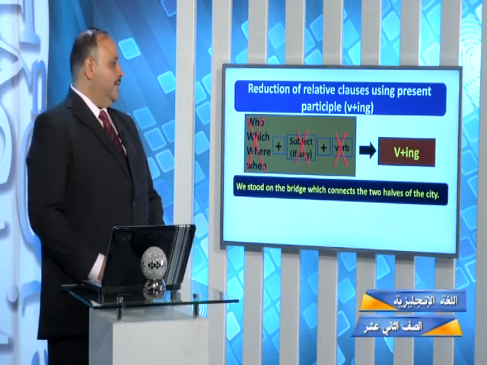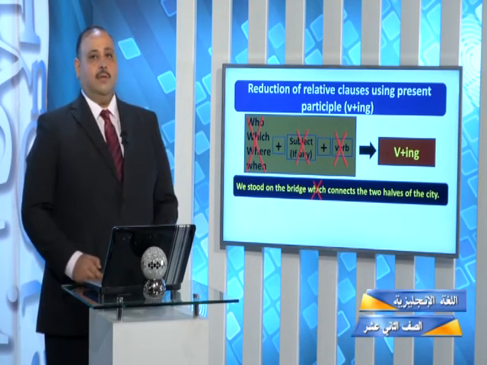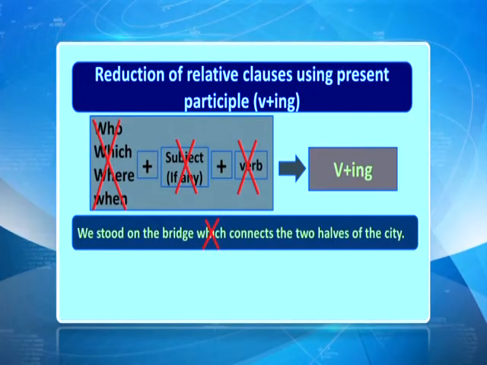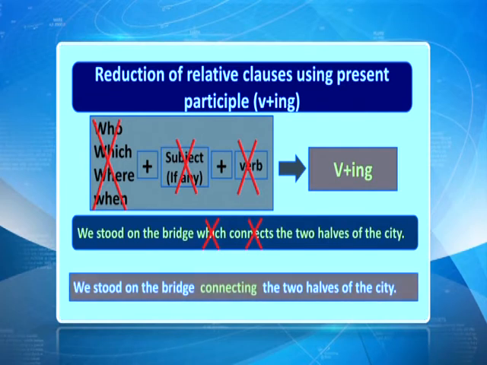The first thing is, yes, the relative pronoun which should be deleted. And then, do we have a subject? Is it followed by a subject? No, it does not contain a subject. It has a verb, which is connects. Now, what should we do? The verb connects should be deleted, and then we get the base, adding ing. So, connects will be deleted, and then we use present participle. We stood on the bridge connecting the two halves of the city.